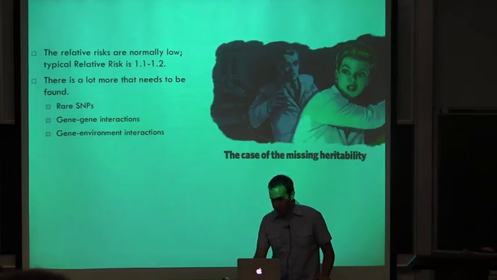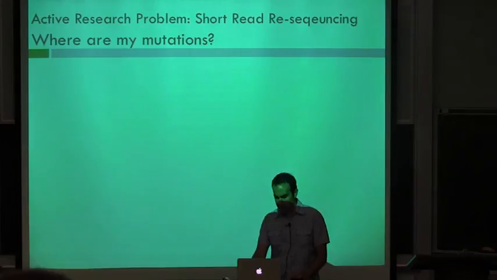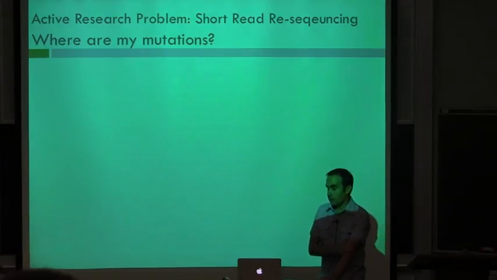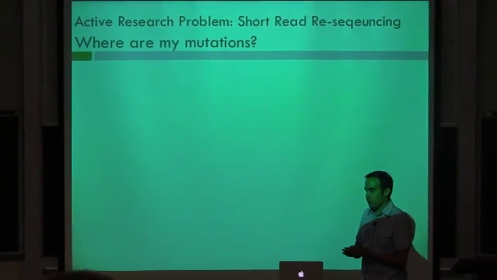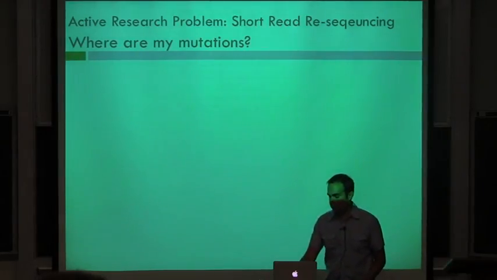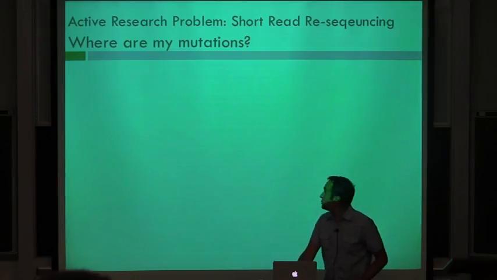So now I'm going to skip a little bit ahead. Now let's talk about an active research problem. I've given you all this background, so let's talk a little bit about where computer science and algorithms can fit in. This is the problem that we're going to talk about. It's called short read resequencing, and another way to think of it is: where are my mutations?